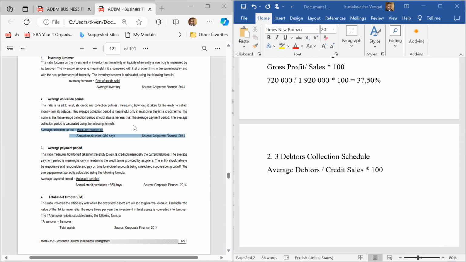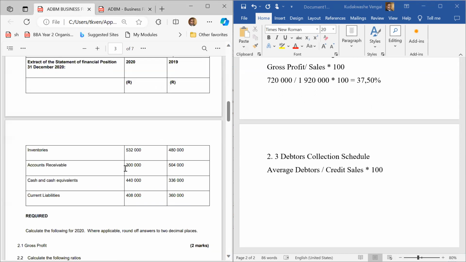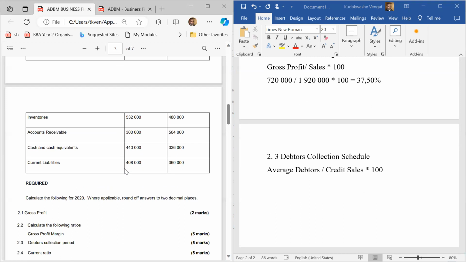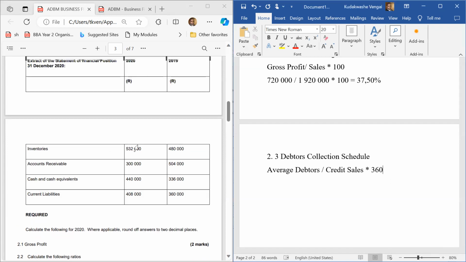But like I was trying to tell you last week, most lecturers don't use averages. They just use the most recent accounts receivable, the final figure. But since your lecturer was using averages in his lectures, we will use averages for him so that we score full marks. And should it not be times 360? Oh yes, times 360.